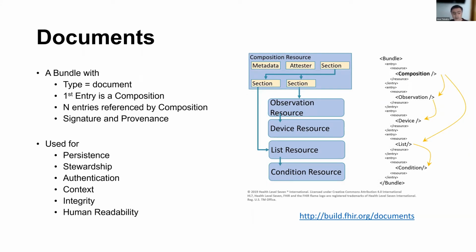And in FHIR, to have a document, we have a bundle where the first entry is a composition resource. That composition resource acts like the table of contents in a document. It points out to the other resources, and it can have a signature and a provenance, because when you publish a medication prescription, you say, this is the current prescription, I'm signing it off, and from now, this is the thing.